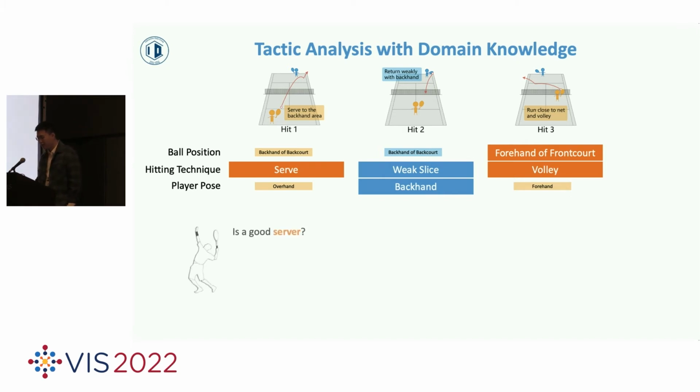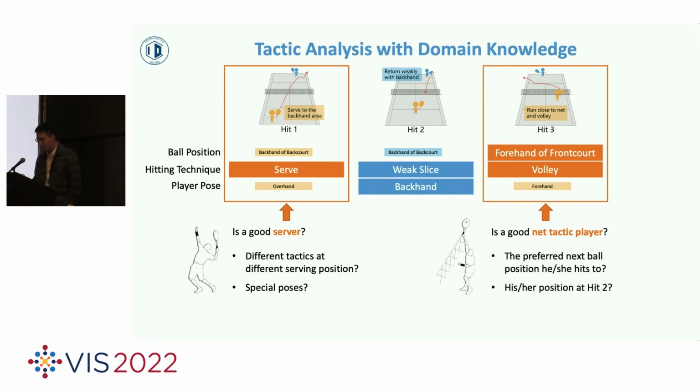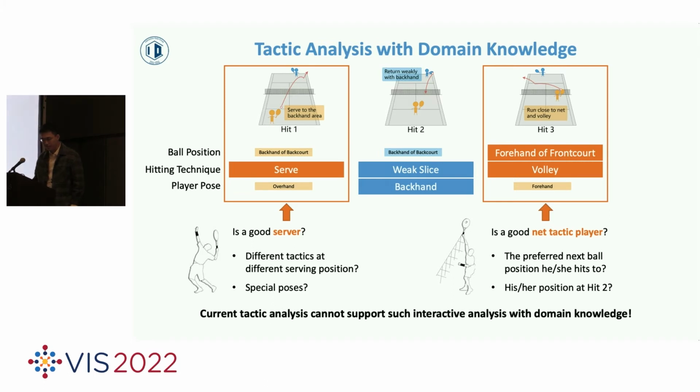For example, if the player is a good server, experts may want to focus on hit one and expect the algorithm to find relevant patterns, like particular poses for serving. On the other hand, if the player prefers net tactics, where the player hits the ball at a position close to the net, then the experts may focus on hit three. However, current data-driven tactic analysis cannot support such further interactive analysis with domain knowledge.